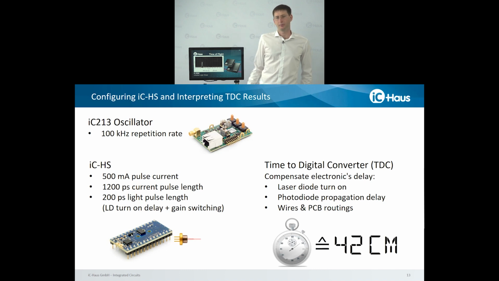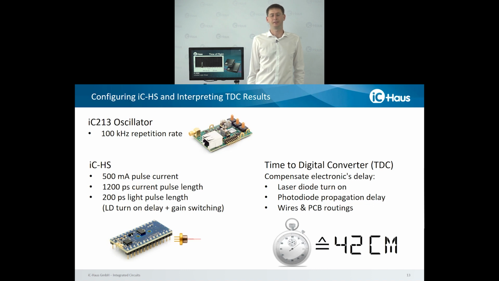So the last piece where we need to consider our details of the setup is the time to digital converter, because it just has the stop signal and the start signal. It does not know if it's really hooked up well. So we need to compensate all the electronics and physical delays that happen in the setup. So this is the laser turn-on delay, the propagation delay of the photodiode and all the other circuits that we or you may use, for example, amplifiers or comparators and such.